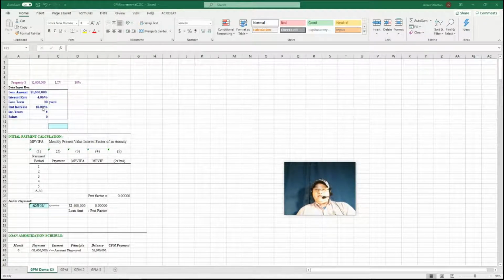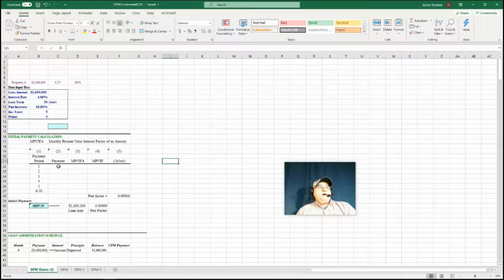Now, bear with me. It's very complicated. So like I said, if you get to a point where it's getting ahead of you, just stop the recording and make sure you get the formulas in correctly. The very first thing we have to do, though, is we have to figure out our initial payment. And this is pretty complicated. So let's go ahead and get started here.